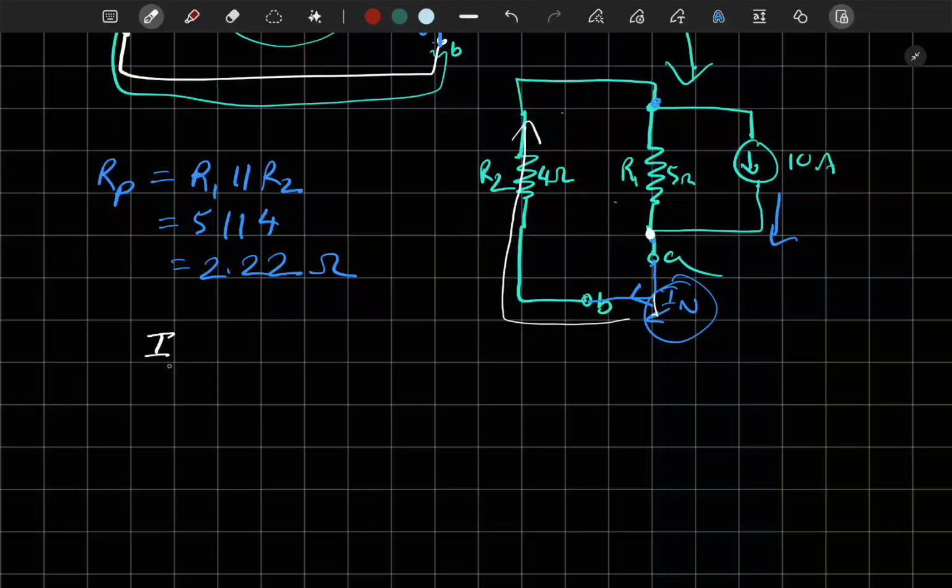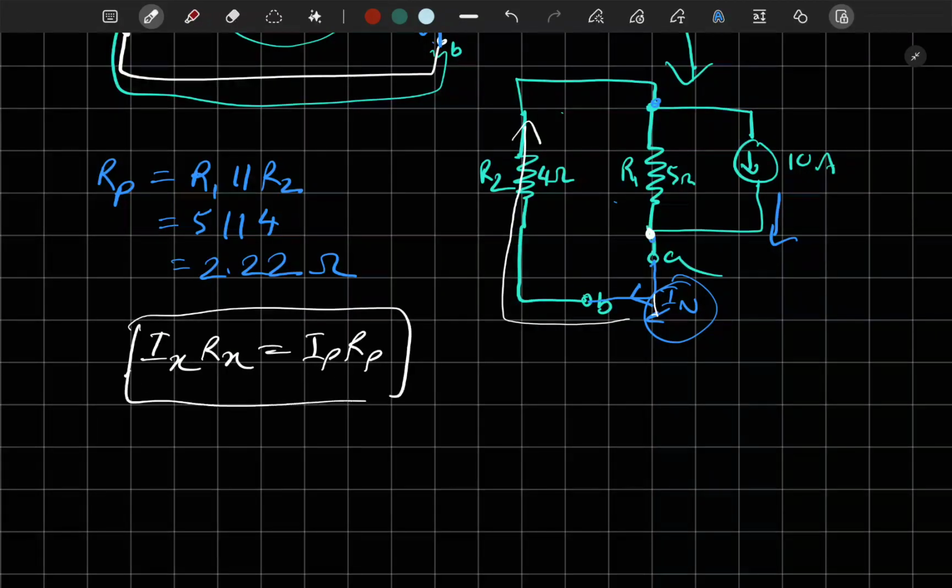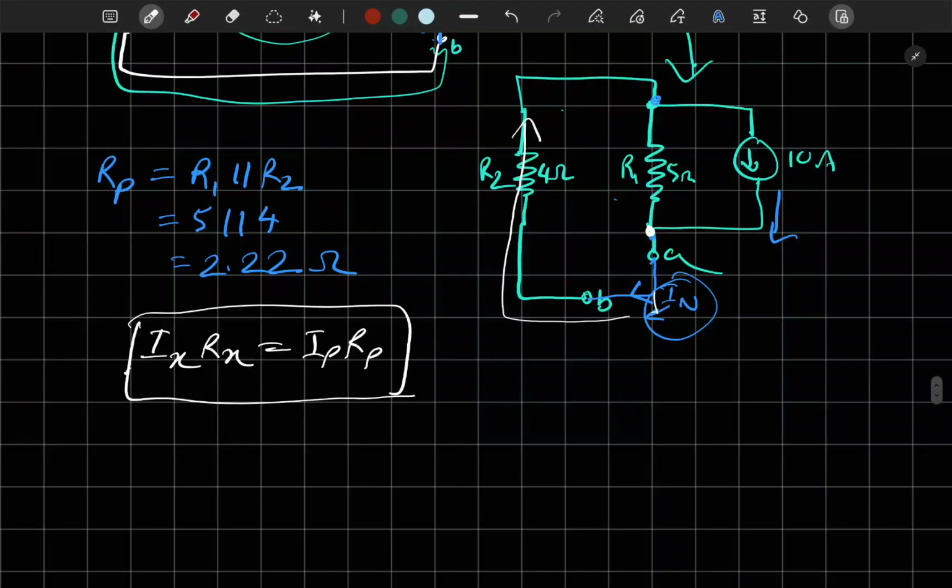We can write IX, or we can just write IN. It's easier to write IX, it's easier to remember. So I remember it like this: IX RX equal to IP RP. I don't write T here because total resistance would mean the resistance outside the parallel circuit too, if it was here. To remember it, I just write it like this: IX RX equal to IP RP.